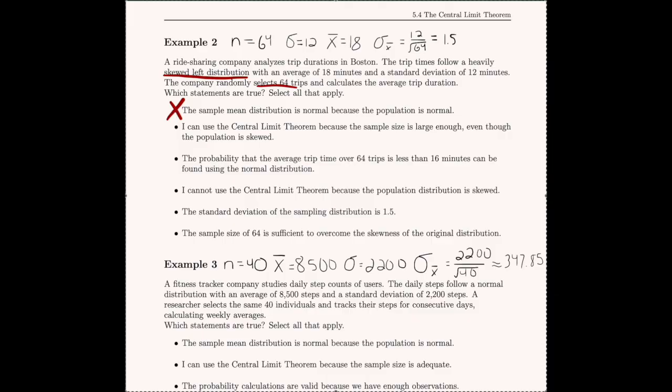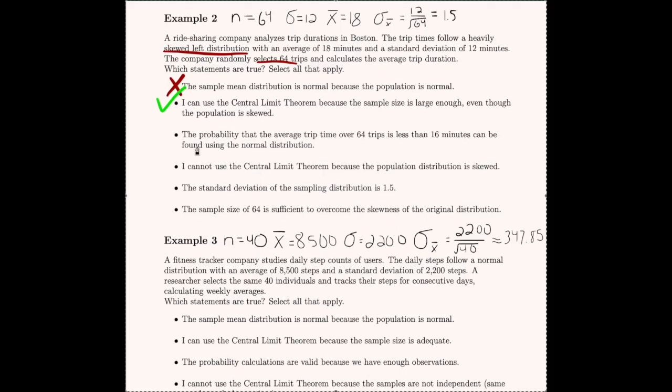Okay, let's look at the second statement. I can use the central limit theorem here because the sample size is large enough even though the population is skewed. That would be true. So even though the population is skewed, it meets the criteria of the sample size being 30 or bigger. So that works.